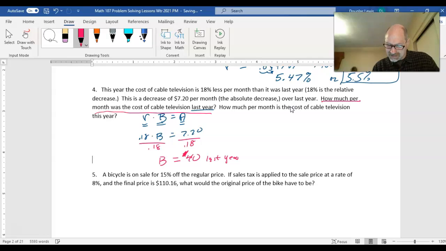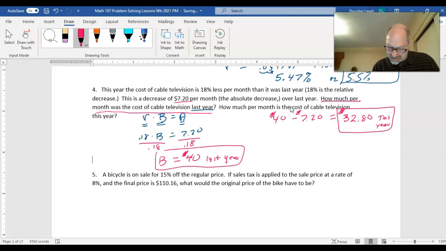And now it asks, how much per month is the cost of cable television this year? Well, if it went down $7.20, it was at $40. If we take away the $7.20, the amount of decrease, that puts us at 40 minus 7.20, which is $32.80. That is this year's. Okay, so there we go. This is this year, and this is last year.